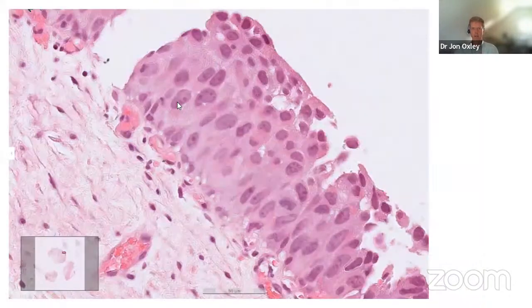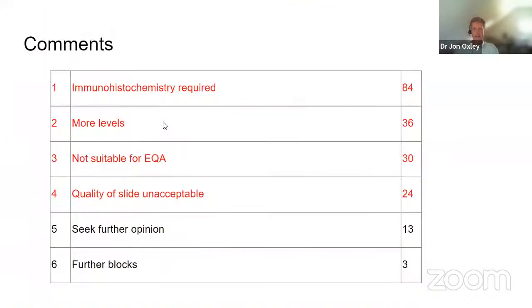And on high power, you could see that the nucleoli were present. It was disorganized, with nuclear pleomorphism, and certainly looked abnormal with minimal inflammation and no acute inflammation on the surface. So we were also told in the clinical history of a previous history of carcinoma in situ. And then these are the comments.